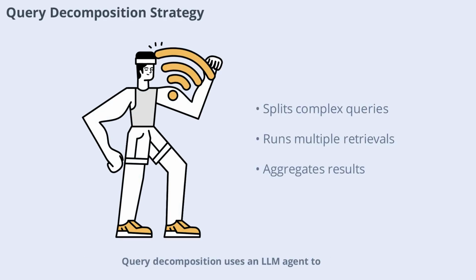Query decomposition uses an LLM agent to break down a multi-step question into distinct subqueries. For example, comparing the revenue growth of two companies in a given year would be split into separate lookups for each company. The results are then aggregated to form a comprehensive answer, ensuring no critical detail is missed.